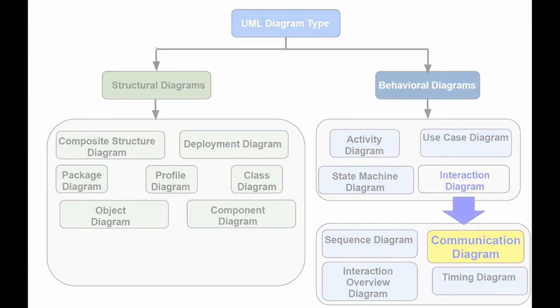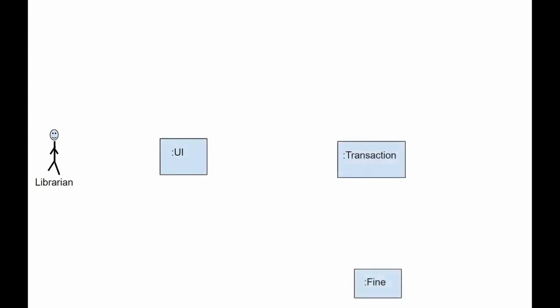other. Communication diagrams, or as they were called prior to UML 2.0, collaboration diagrams, essentially are the extensions of object diagrams that show these objects along with the messages that objects send to each other.